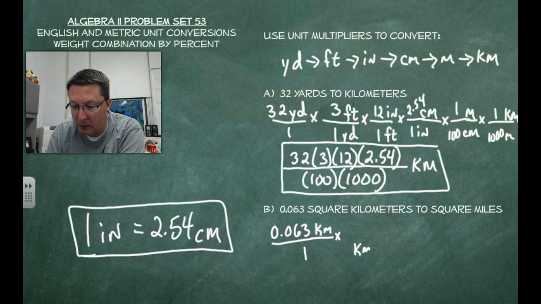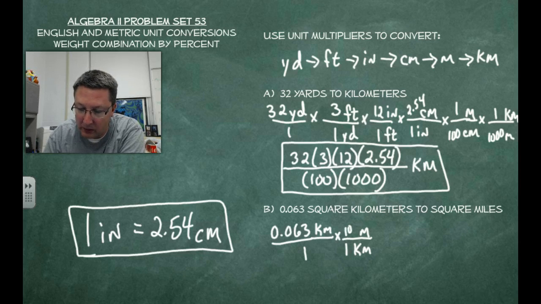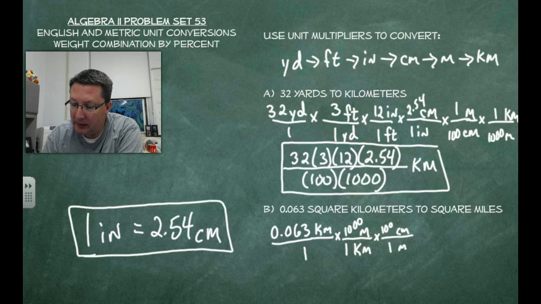So here we go. Kilometers need to cancel, and we're going to meters. 1 kilometer is 1,000 meters. Now I need meters to cancel. Go to centimeters. 100 centimeters equals 1 meter. Now centimeters need to cancel, and I want to go to inches. Well, 1 inch equals 2.54 centimeters.